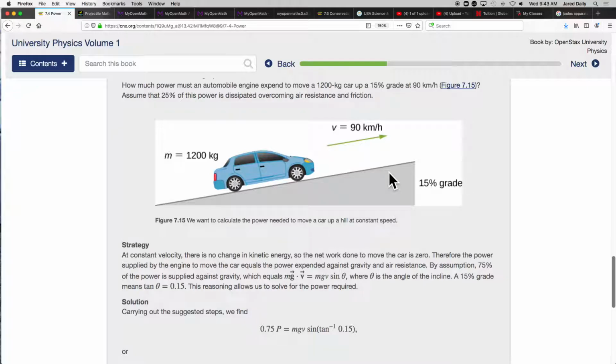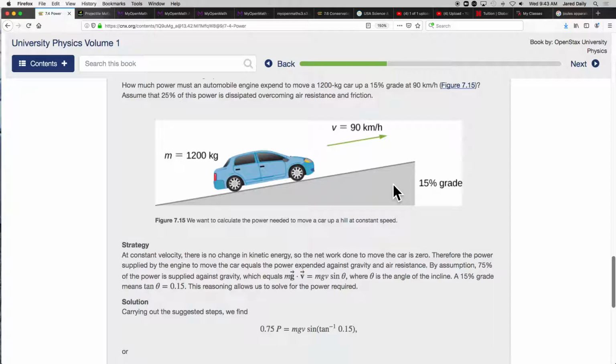Well, the work being done to change the speed of the car is 0, right? Because the speed of the car is not changing. However, there is work being done to lift the car up to a different height. So there's gravitational work being done. You always have to think what kinds of work are being done.